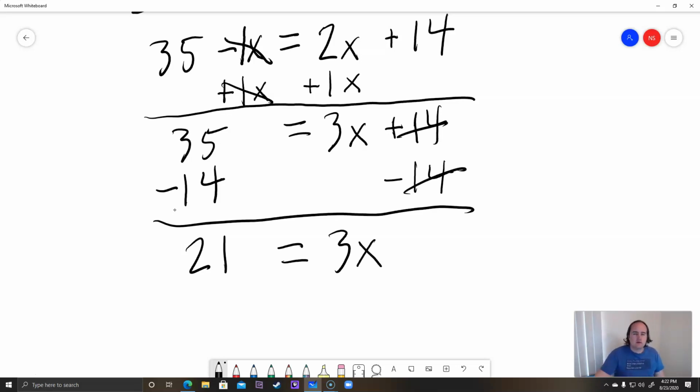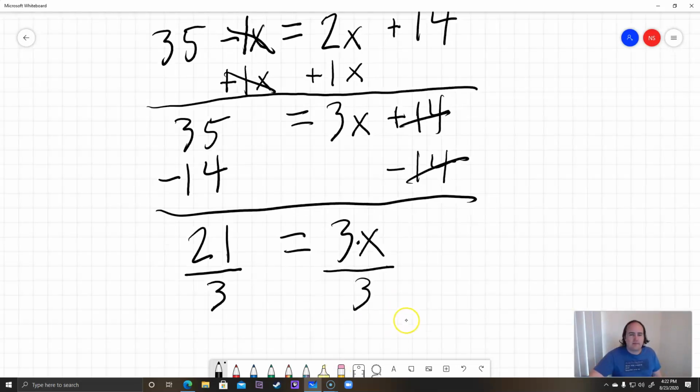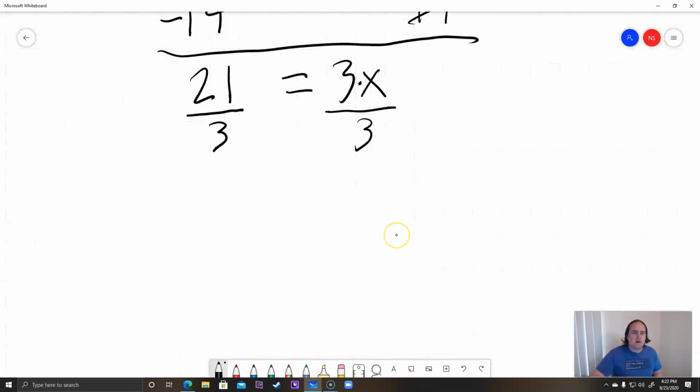And then from here, to finish isolating x, we need to get rid of the 3. Well, that's the same as 3 times x, and what's the opposite of multiplying by 3? Dividing by 3. So we're going to divide both sides of the equation by 3. Okay, so on the right side, the 3's just cancel out. And then on the left side, 21 divided by 3 is 7, because 7 times 3 is 21. So we get 7 equals x as our answer.